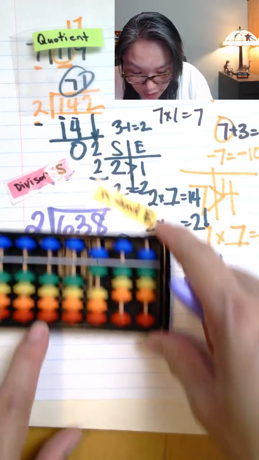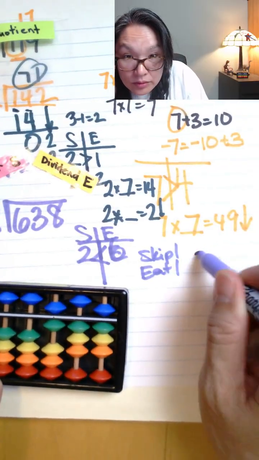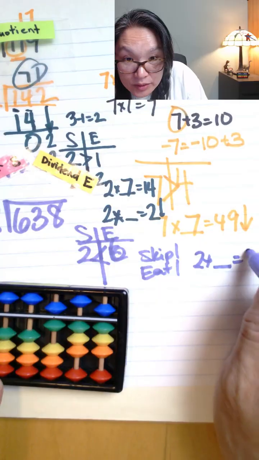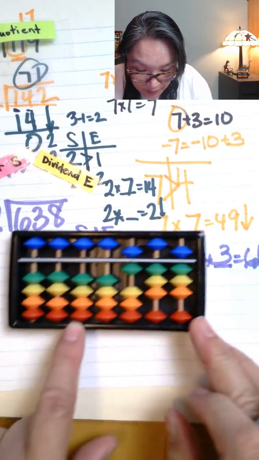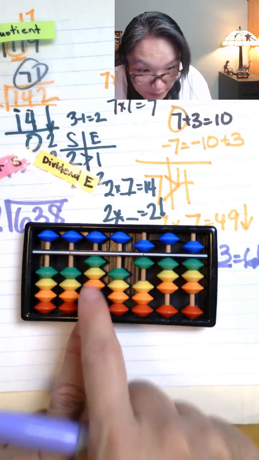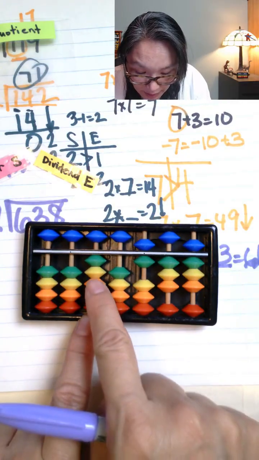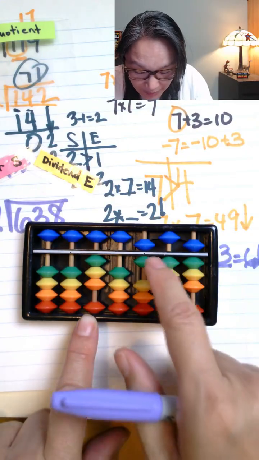So my question is, 2 times what is equal to 6 or less? 2 times 3. So I'm going to add 3 on the abacus. Then I go back and take away 6, because that's what I need to do. I need to minus the 6.